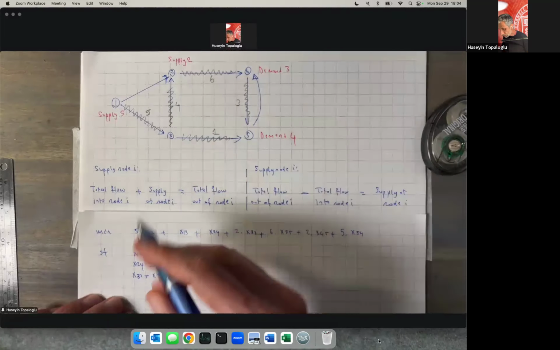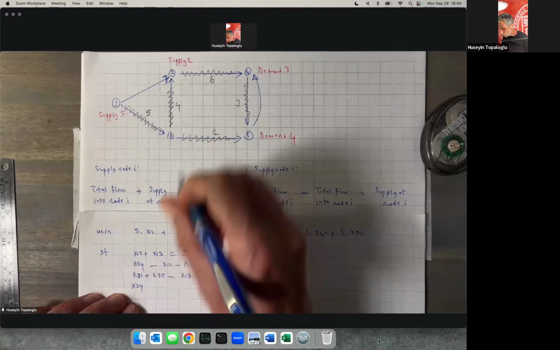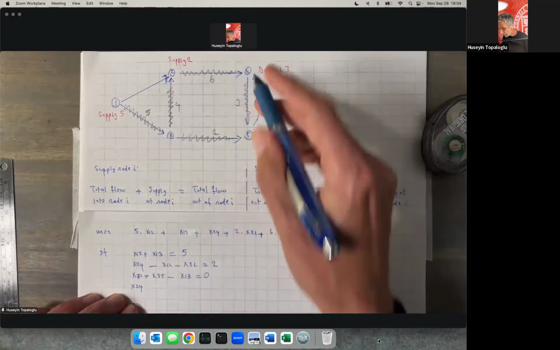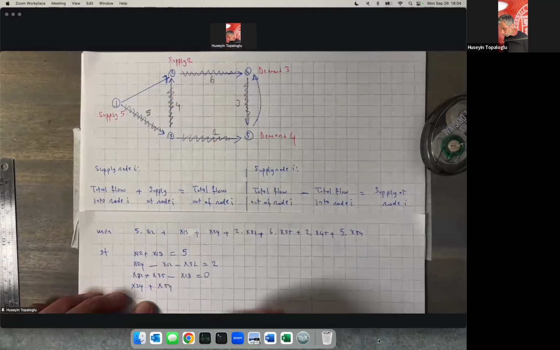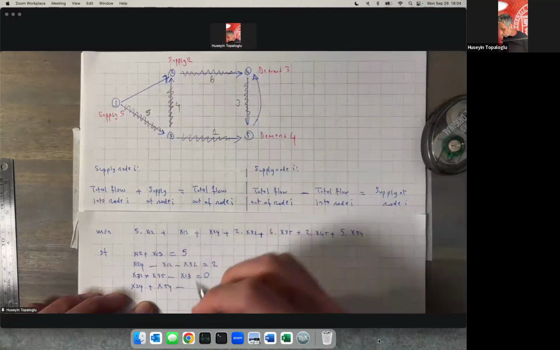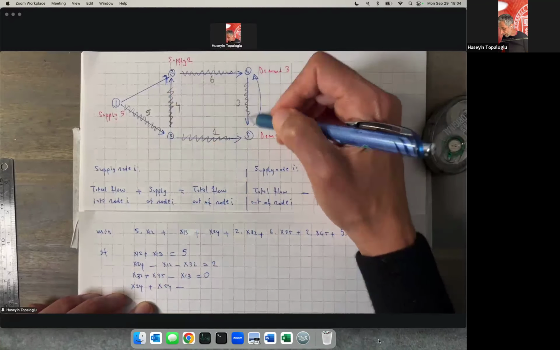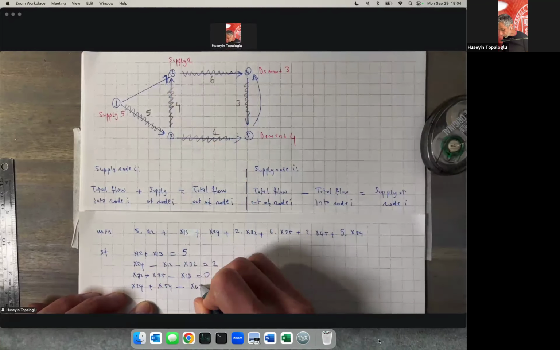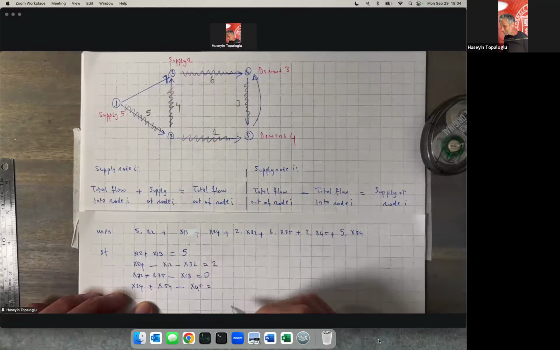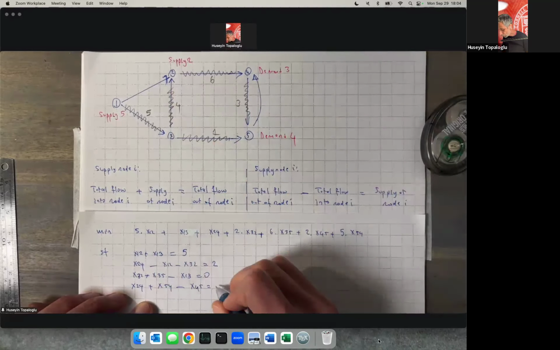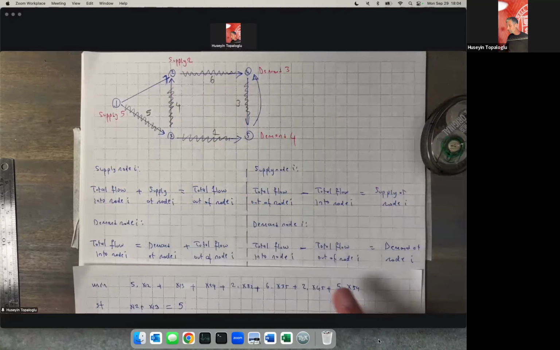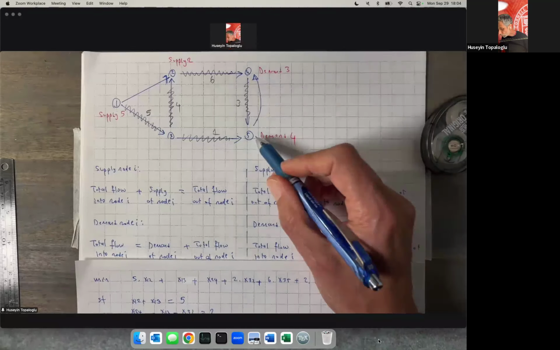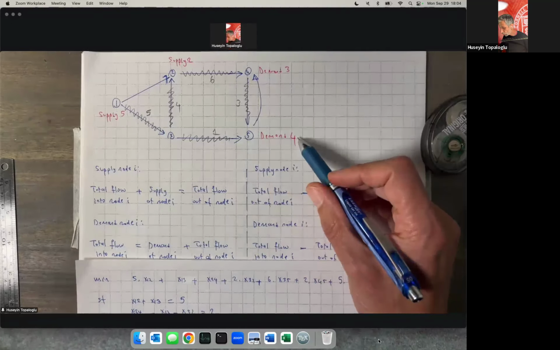The total flow into node 4 is X24 and X54. Total flow into node 4 minus the total flow out of node 4, and that is X45, the only arc that leaves node 4, is equal to the demand at node 4, and that is 3 units. So for demand nodes, again, our logic is total flow into the node minus the total flow out of the node is equal to demand at that node. Let's finally write the constraint for node 5. That's also a demand node.